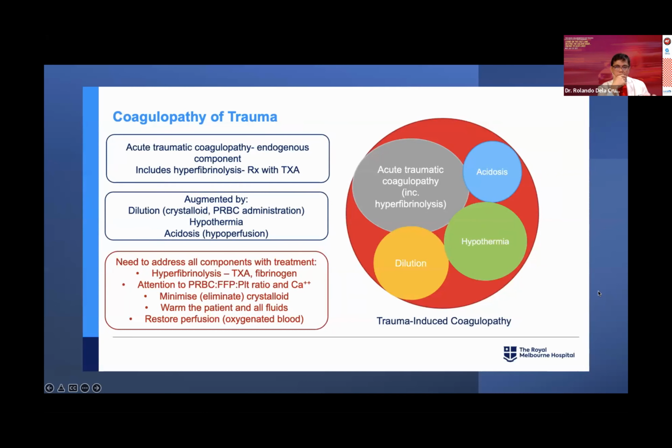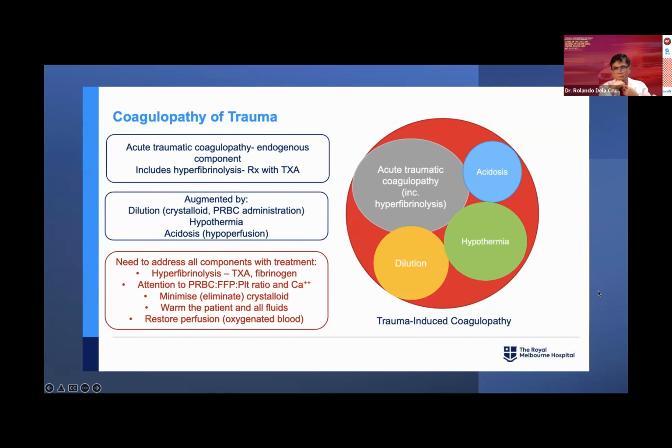Acute traumatic coagulopathy, as described by Karim Brohi, is an endogenous component of the broader trauma-induced coagulopathy, and it does include hyperfibrinolysis, which we treat with TXA. But this acute traumatic coagulopathy is augmented by factors such as dilution, hypothermia, and acidosis, and this all then contributes to the trauma-induced coagulopathy, which we are all familiar with.